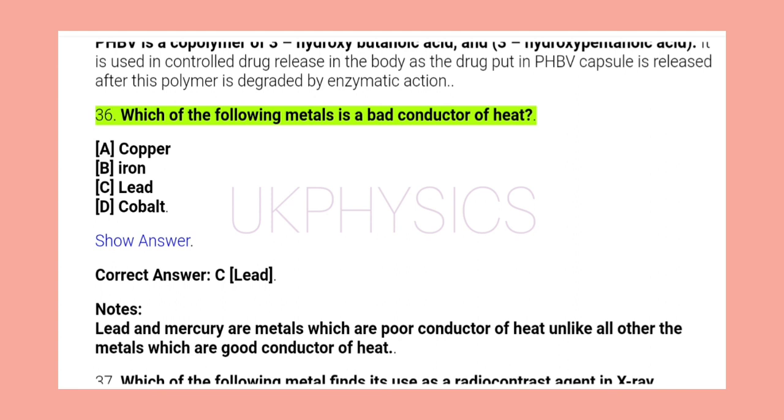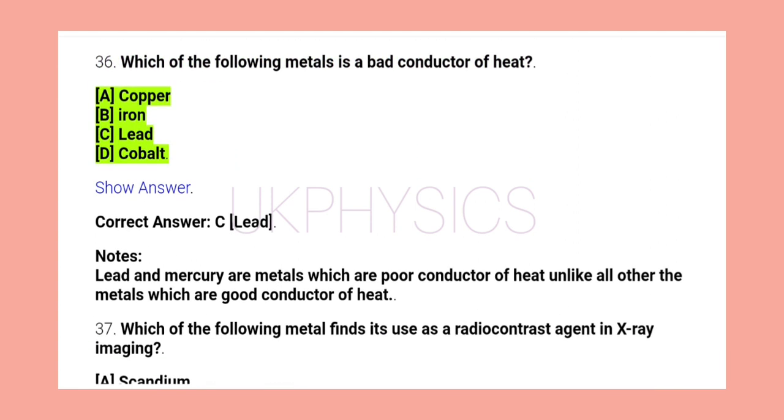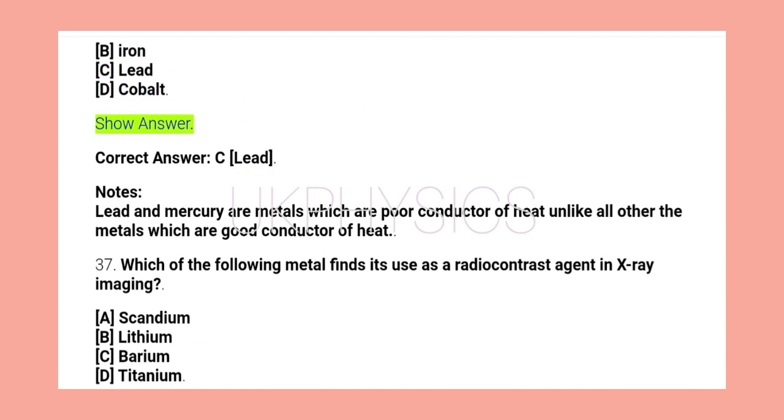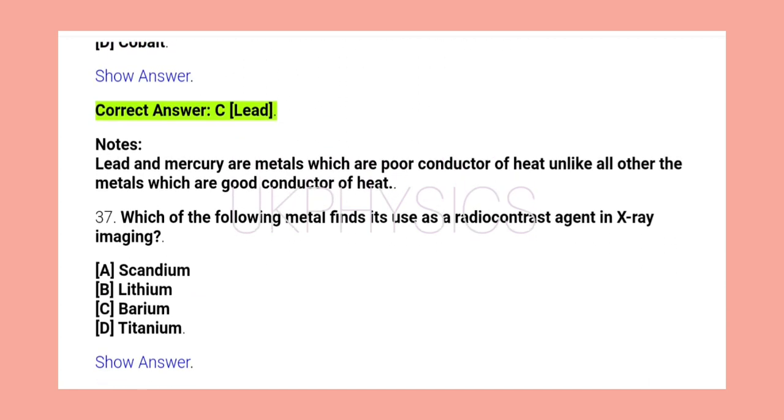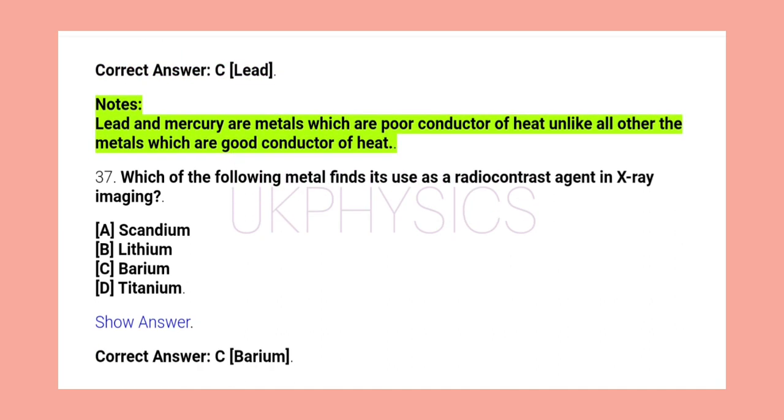36. Which of the following metals is a bad conductor of heat? A. Copper, B. Iron, C. Lead, D. Cobalt. Show answer. Correct answer, C. Lead. Notes: Lead and mercury are metals which are poor conductors of heat, unlike all the other metals which are good conductors of heat.